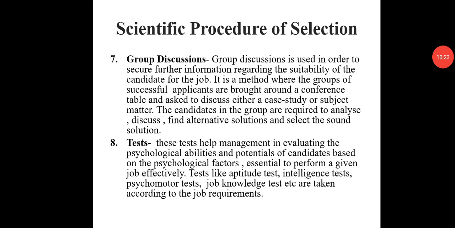Next procedure is test. These tests help management evaluate the psychological abilities and potentials of the candidate based on psychological factors essential to perform the given job effectively. Tests like aptitude test, intelligence test, psychomotor test, job knowledge test, etc. are taken according to the job requirements. Okay. Here test means what? Different kinds of written tests or oral tests are taken.